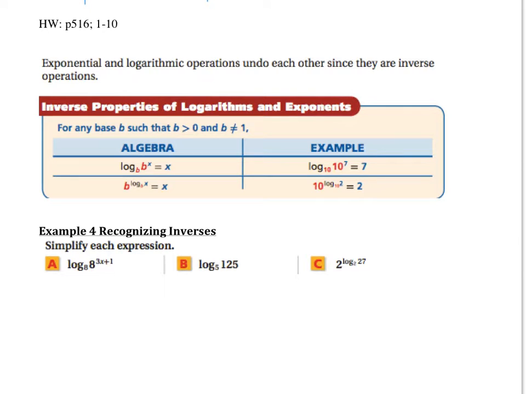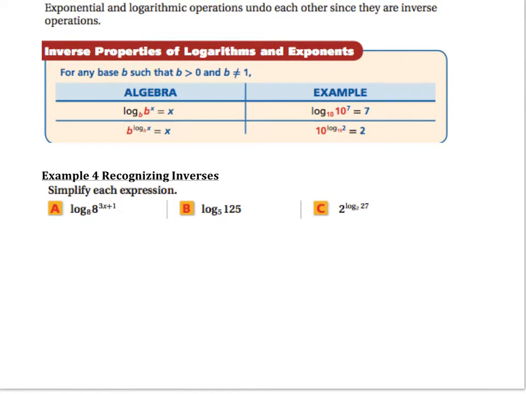Exponentials and logarithmic operations undo each other since they are inverse operations. So looking at the log base b of b, that equals 1. If I have the base raised to the logarithm with the same base, it would be whatever you're taking the log of. So think of this first one. I have that exponent, which technically comes out front. So we know that the log base 8 of 8 is 1.